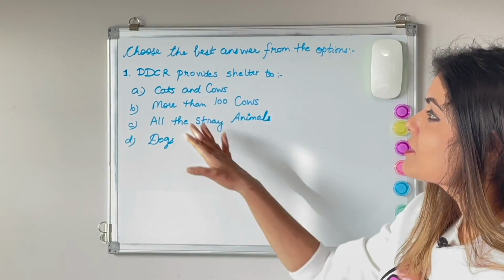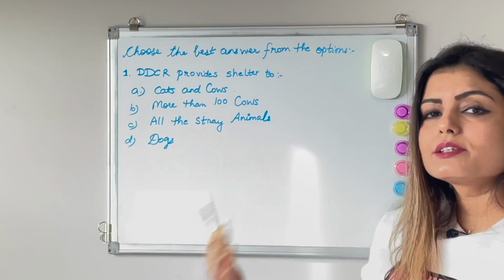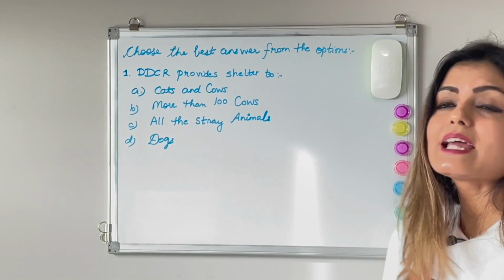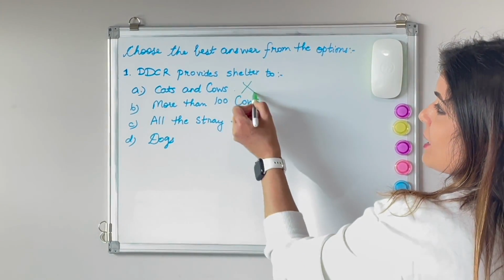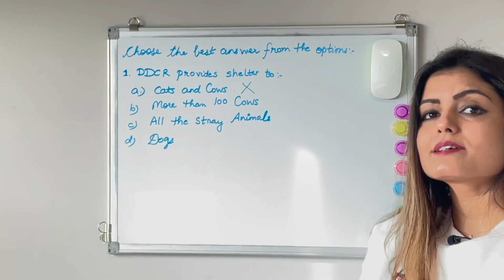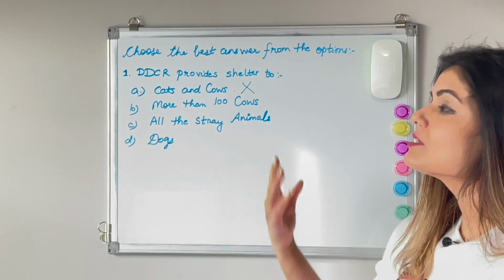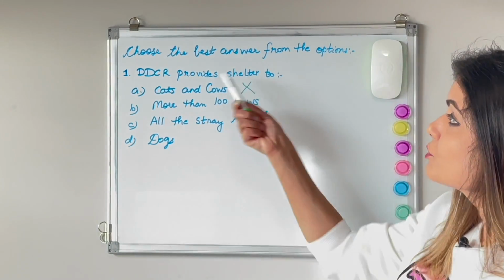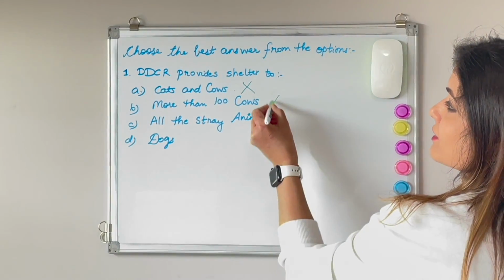Now the options are A, cats and cows. Well, he's talking about dogs. There are other animals roaming around in the street and they can be seen in the parks, but he hasn't said anything about providing shelter to them. So clearly this is not the right answer. Then, more than 100 cows. Now, if you go through the text, in the end it is written that they did some campaign and helped in saving more than 100 cows from road accidents. But do they provide shelter to them? Nothing has been mentioned about it. So of course this is also not the correct answer.